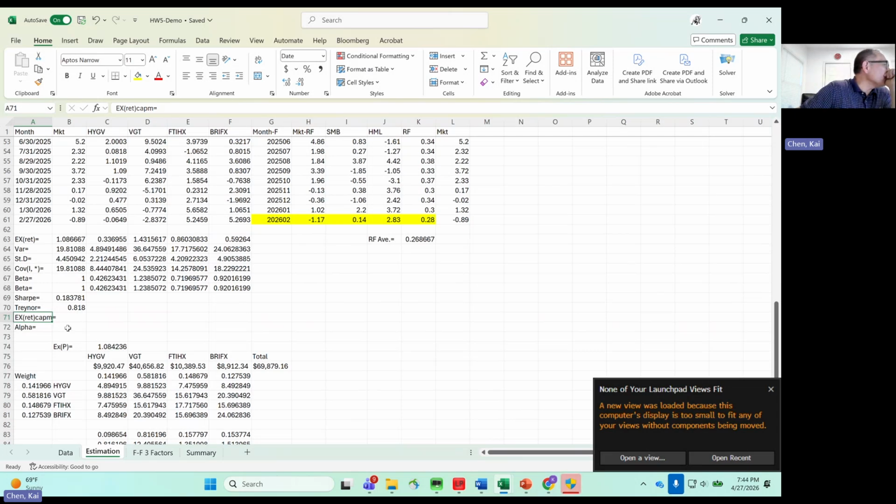So if you remember the formula, that should be the risk-free rate, right? The risk-free rate is here. Because later on we're going to scroll to the right, I'm going to lock this number.